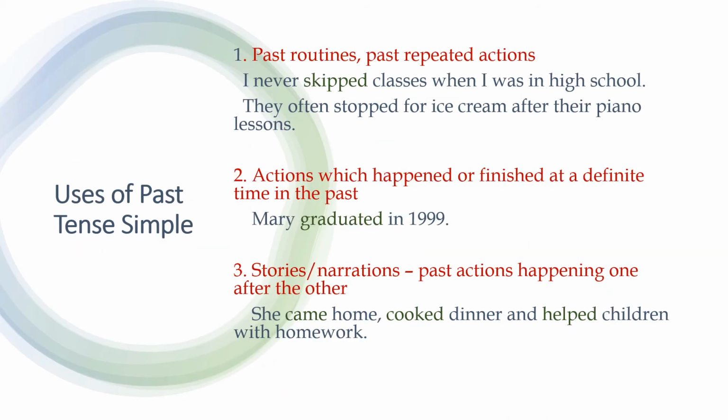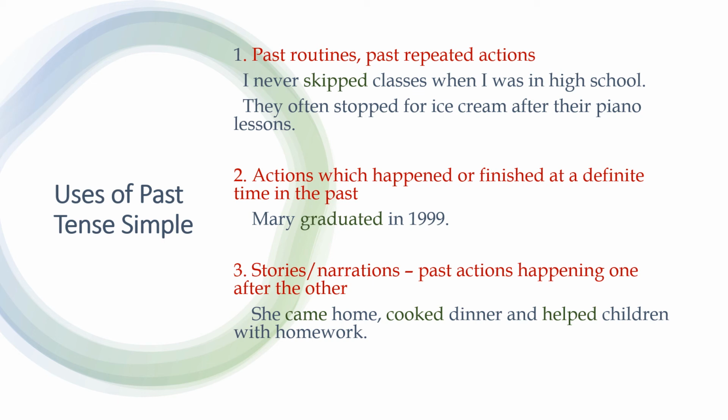As far as the uses of past tense simple, here are just a few situations. We use past tense simple for past routines, for past repeated actions. This is where past simple is similar to present simple, but this time we are talking about the past. I never skipped classes when I was in high school, or they often stopped for ice cream after their piano lessons. A past habit, a past routine.